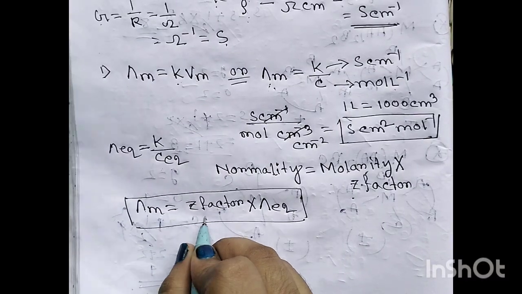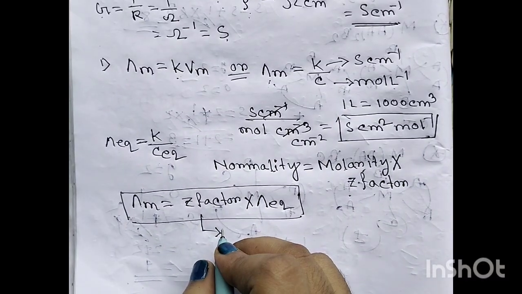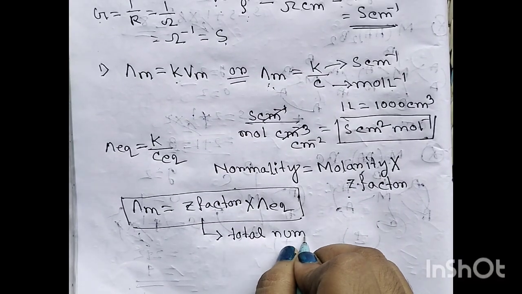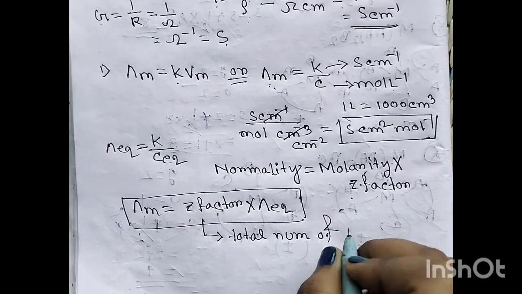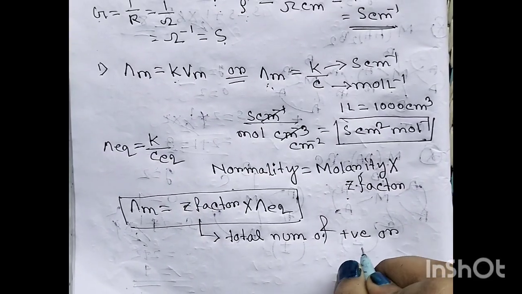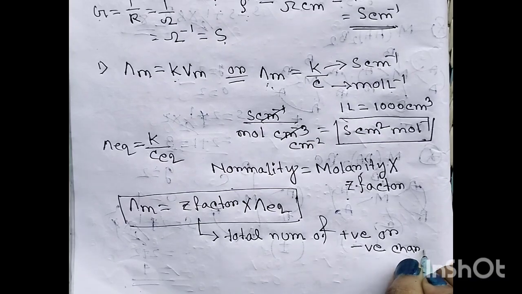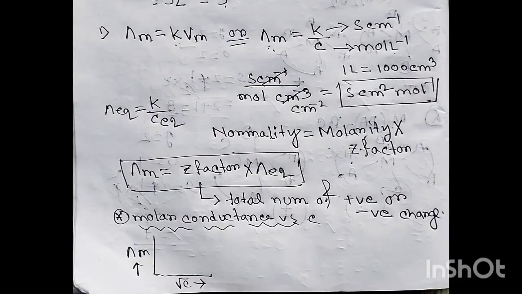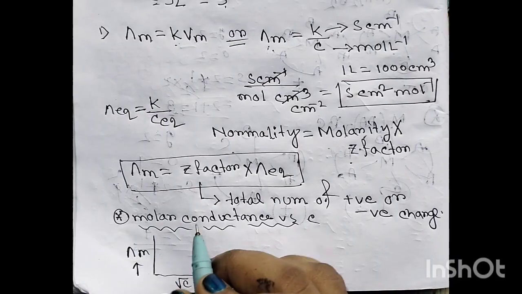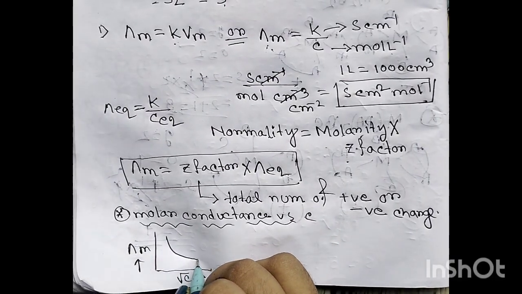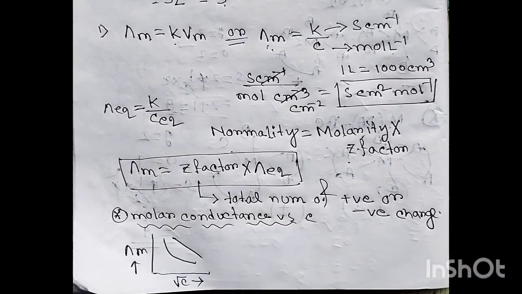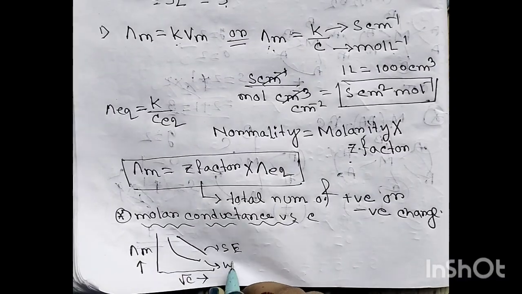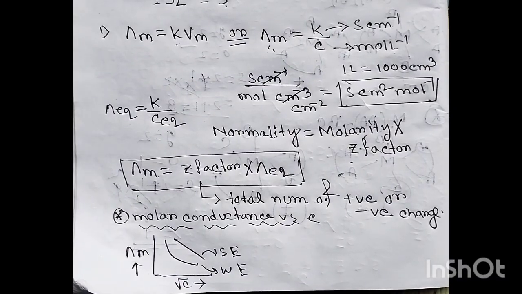Here what is Z factor? Z factor is the total number of positive or total number of negative charge. Okay, now if we plot the graph of molar conductance versus concentration, then for weak electrolyte this is the graph, and for strong electrolyte this is the graph. This one is for strong electrolyte and this is for weak electrolyte. Okay.